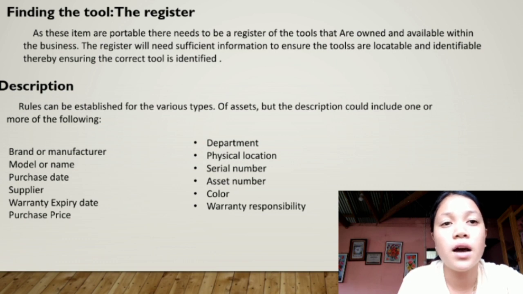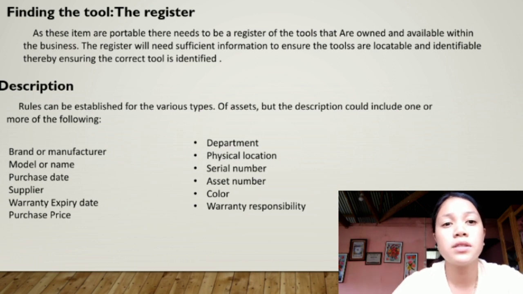Finding the tools: the register. As these items are portable, there needs to be a register of the tools that are owned and available within the business. The register will need sufficient information to ensure the tools are locatable and identifiable, thereby ensuring the correct tool is identified.